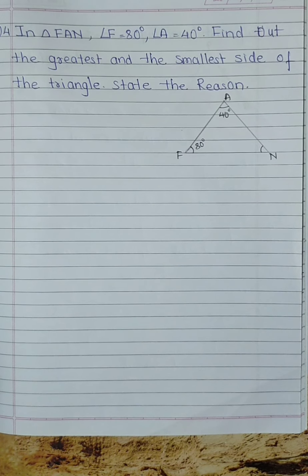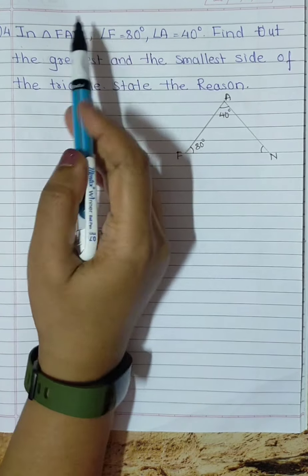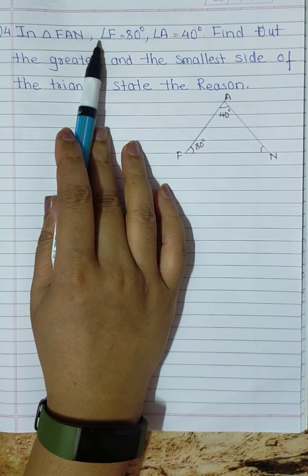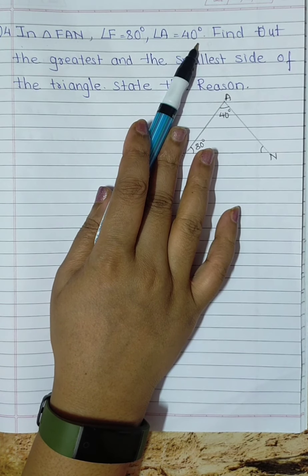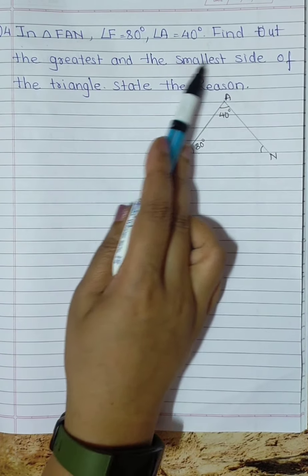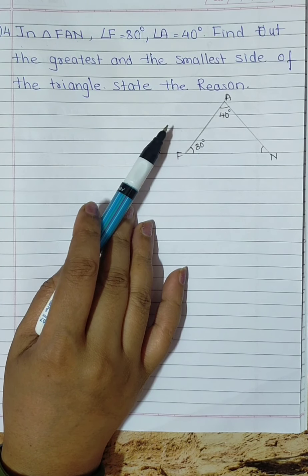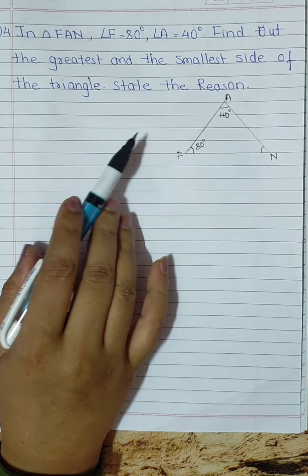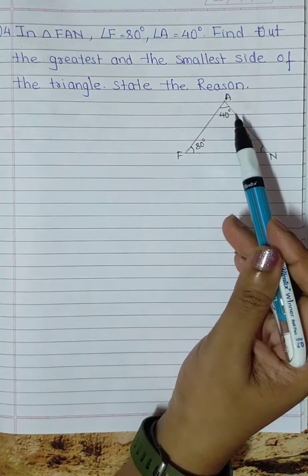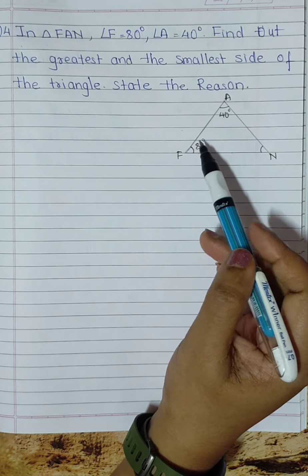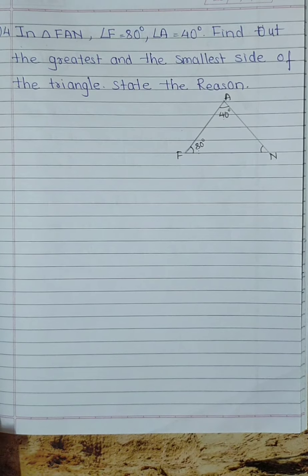Now question number 4 of practice set 3.4. It is given in triangle FAN, angle F is equal to 80 degree, angle A is equal to 40 degree. Find out the greatest and the smallest side of the triangle, state the reason. Just like the previous question we have solved, we have to solve this also. As you can see, we have to find the greatest and smallest side of this triangle. So two angles are given, that is F is equal to 80 degree and A is equal to 40 degree. So we'll start with the solution.